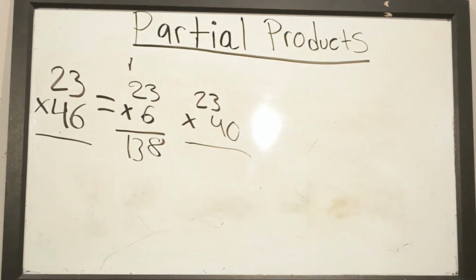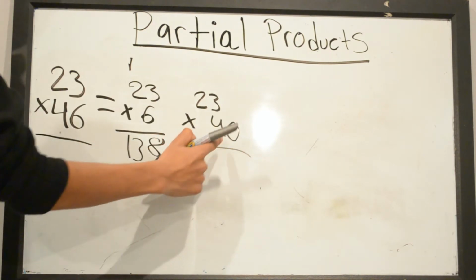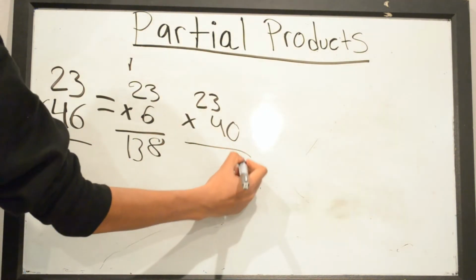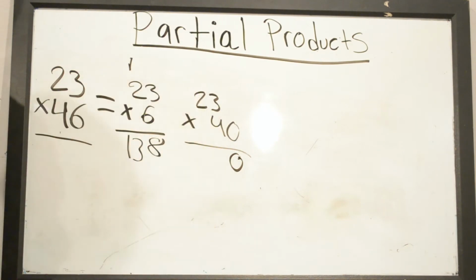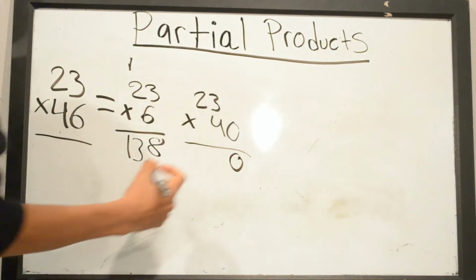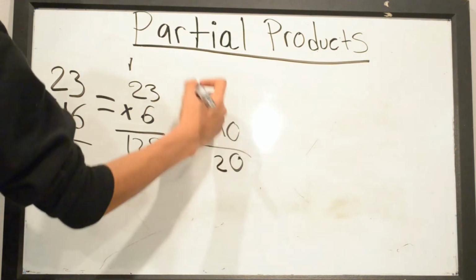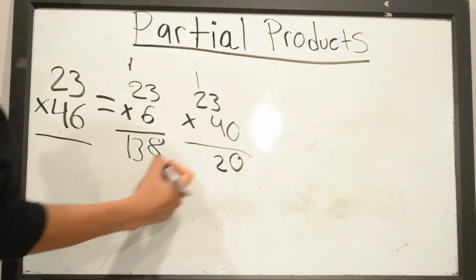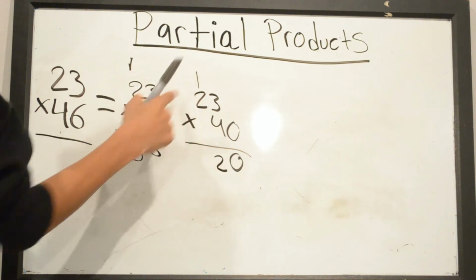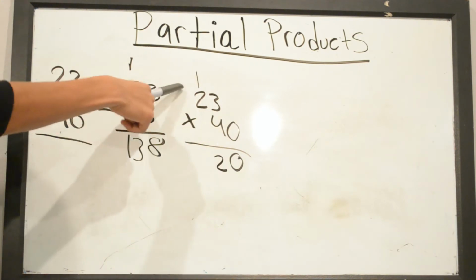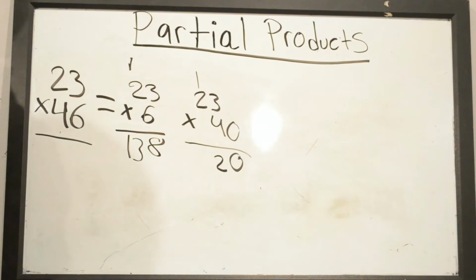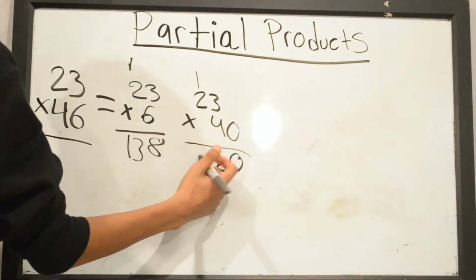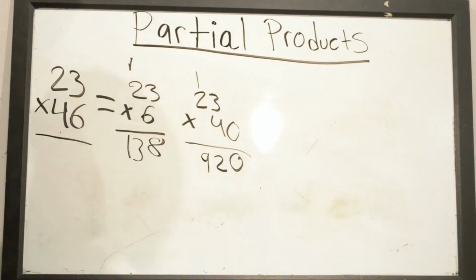So, and for our second step, we multiply 23 times 40. Make sure you bring the 0 down. Make sure you line your numbers up like this. 4 times 3 is 12. 4 times 2 is 8. Plus the 1 that we brought on top when we multiply 4 times 3. So our answer is going to be 920.